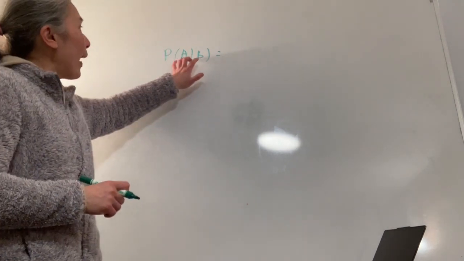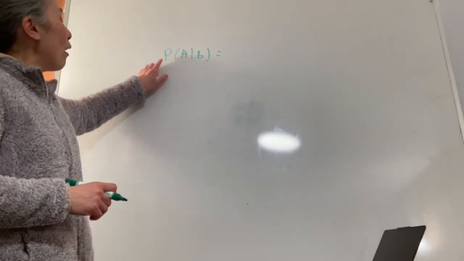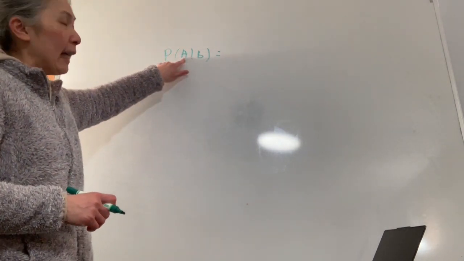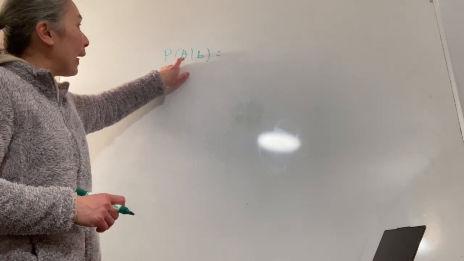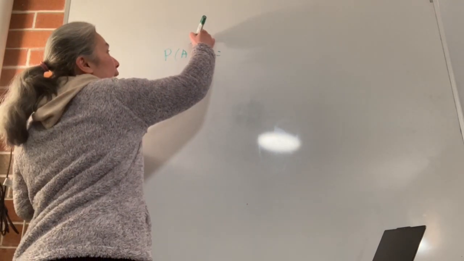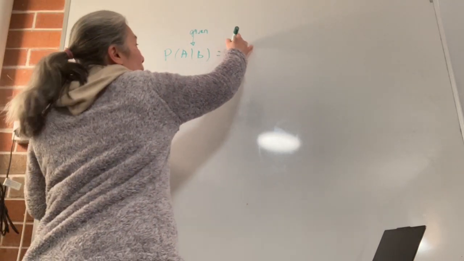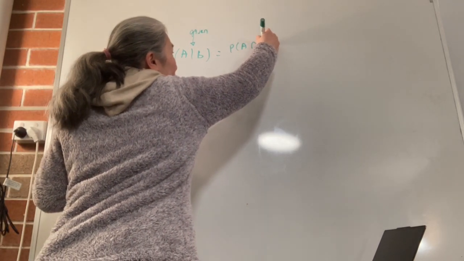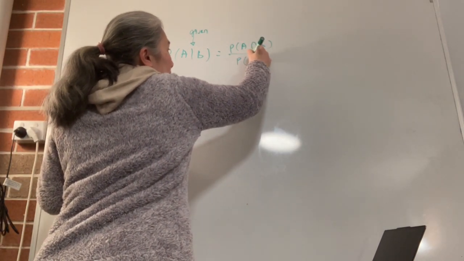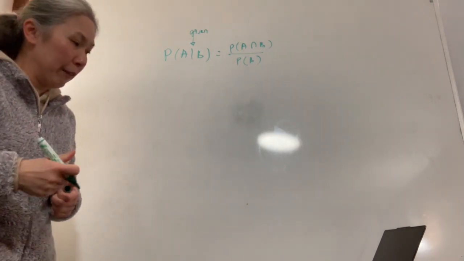Okay, this is what you have in terms of formula. How you read it is probability of A. If you want to find probability of A given B, this is where you're given. So it's going to be probability of A and B over probability of B. So this is a formula given to you.